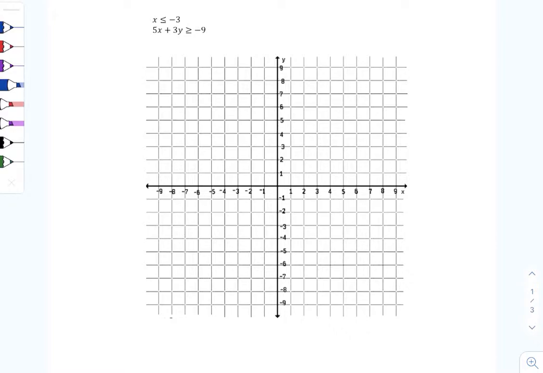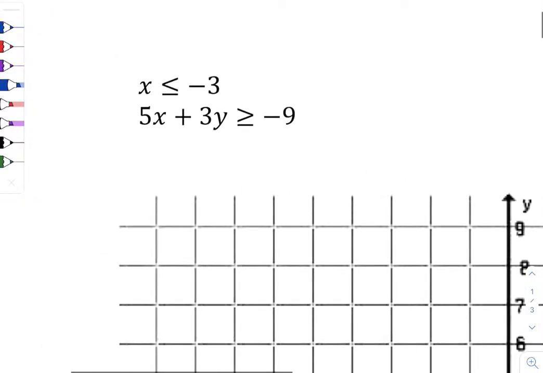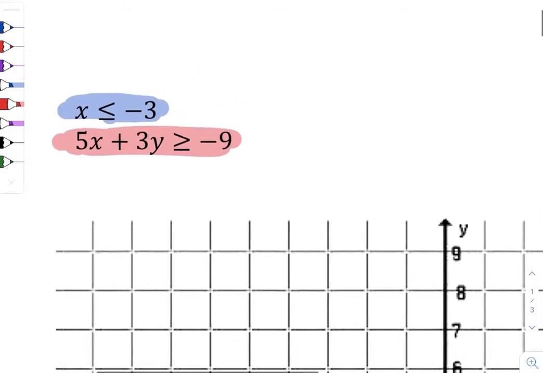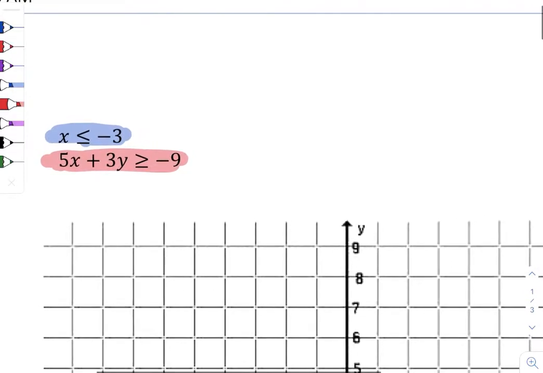So what I like to do when I do these problems is the first thing I do is I get the equations ready to be graphed. In this case, x is less than or equal to -3. There's really nothing for me to do to get that ready, so that one's good to go. However, the other equation is in standard form. And while it is graphable here, I find the easiest thing for me to do is to just turn it into slope-intercept form. So let's go ahead and do that as our first step here.